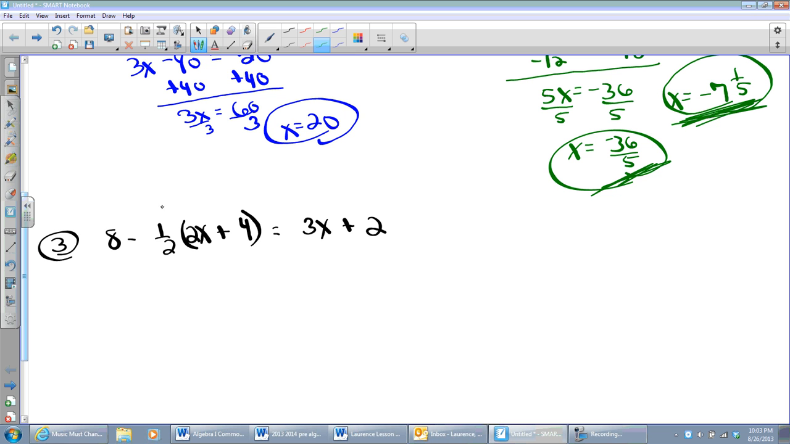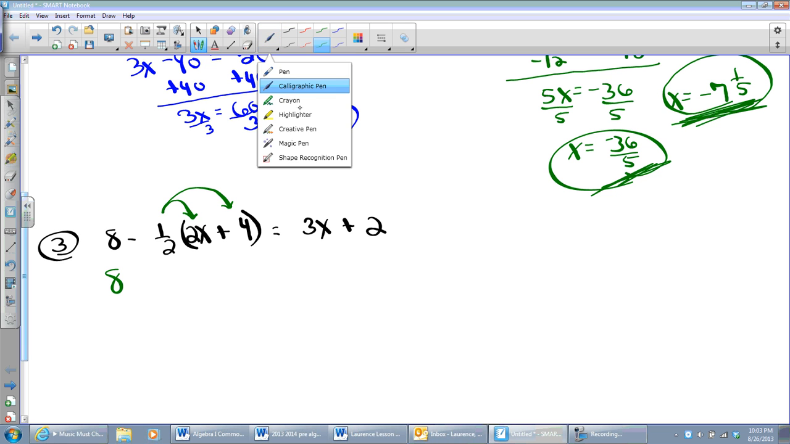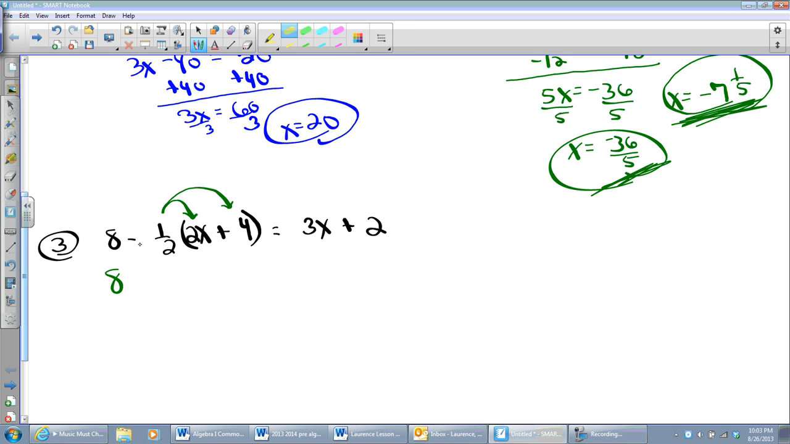Problem number 3. I'm going to distribute. And watch what's going to happen here. I'm going to have 8. Negative a half times 2x is going to be... some of you are probably wondering why that's negative a half. Let me show you here. Remember that the sign belongs to the number it's in front of. The 1/2 is negative, not the 8. So I'm going to distribute a negative 1/2. And I'll get negative 1/2 times 2. Well, that'll be negative 1x. And negative 1/2 times 4, what's half of 4? 2.